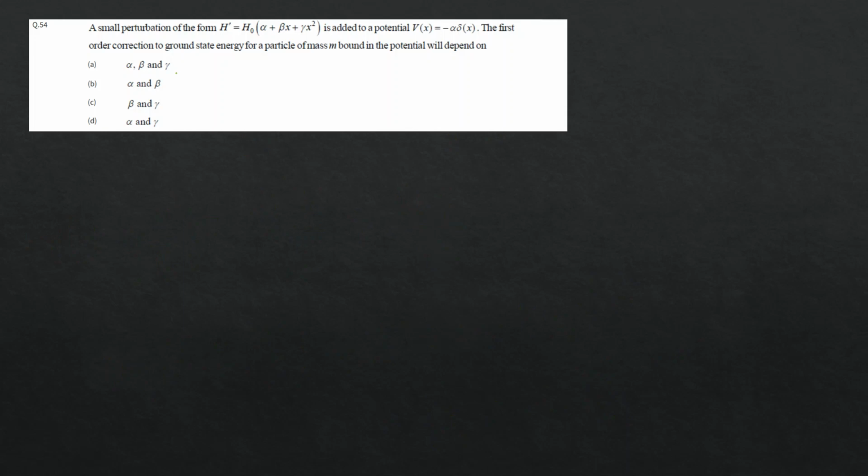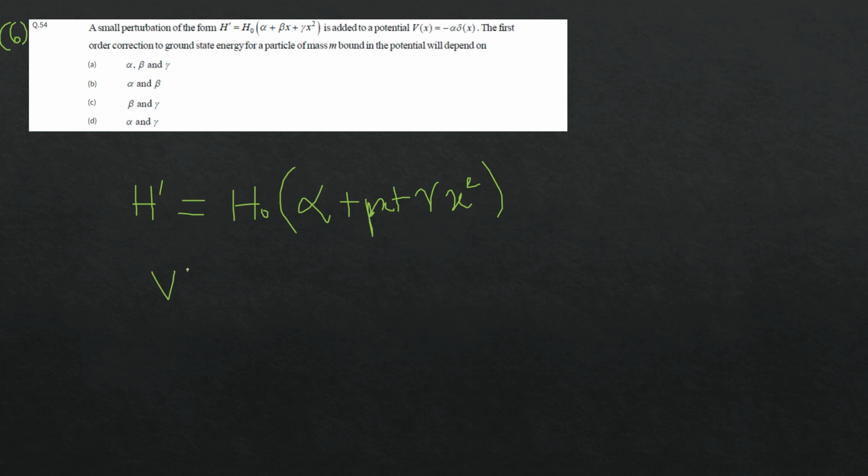Next question, question number 6. A small perturbation of the form H' is equal to H naught times alpha plus beta x plus gamma x square is added to a potential V(x) equal to minus alpha delta x.